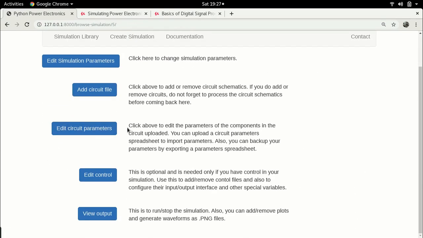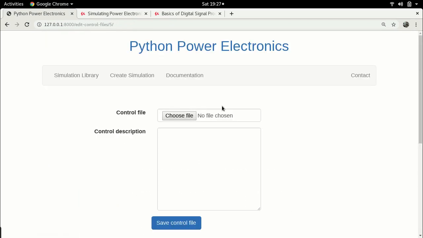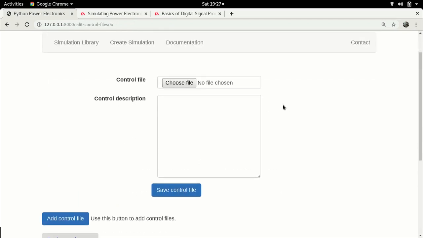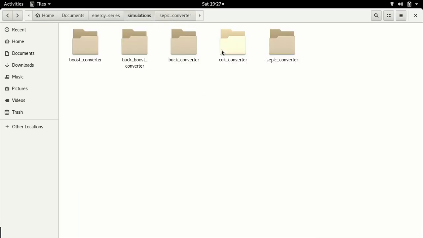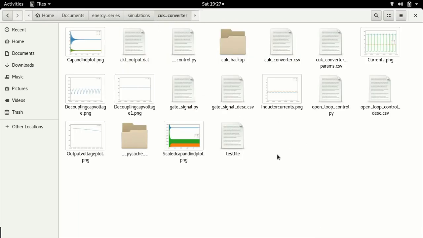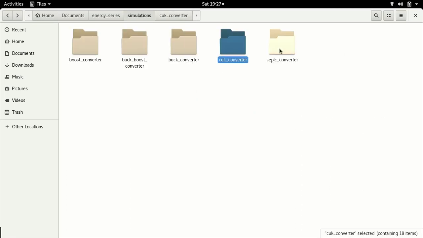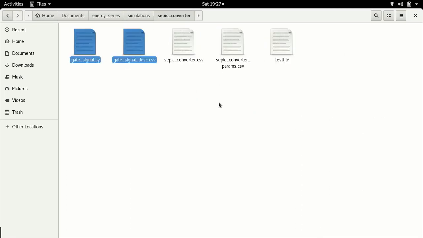Of course, once we're done with the parameters, we need to edit the control. First and foremost, we need a control file. So let's go to the file browser, go to the Cuk converter, and as before, we need the gate_signal.py and the gate_signal_dsc.csv files. Let's copy these two, come over to the SEPIC converter and paste them. These two are the PWM generation for the converter, and they are common. We've been using them all the way from the buck converter, so nothing new.